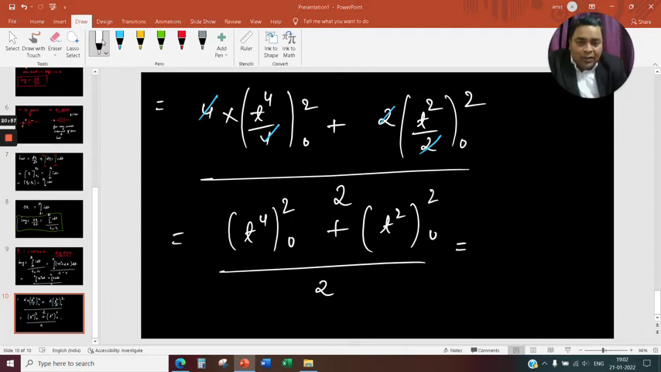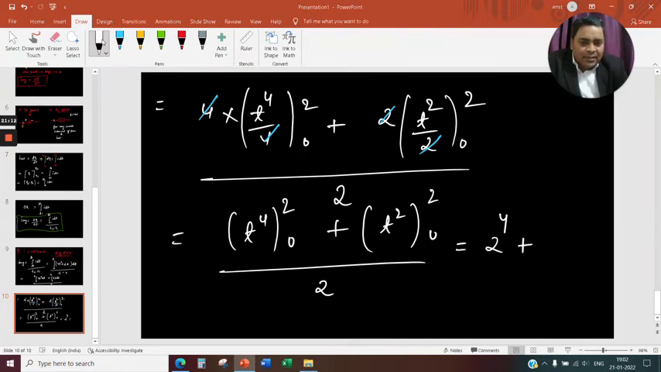So you will get here t to the power 4 by 4, meaning in place of t you have to put 2, the upper limit. So 2 to the power 4 minus, in place of t you have to put the lower limit, that is 0. 0 to the power 4 is how much? 0. So I'm skipping that part.